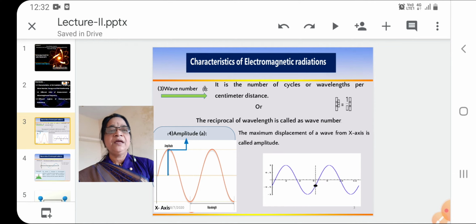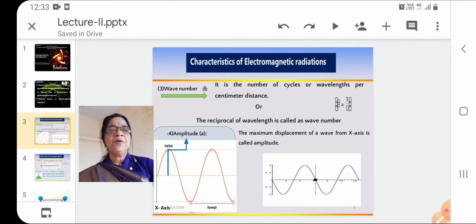We have already studied the wave number in the 12th standard. Wave number is denoted by the letter nu bar. It is the reciprocal of wavelength. Last period we studied what wavelength is. The wavelength is denoted by the letter lambda, and therefore nu bar is equal to 1 upon lambda. It is also the number of cycles or wavelengths per centimeter distance, and it is called the wave number.